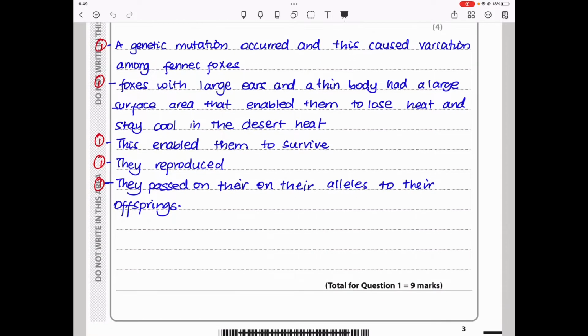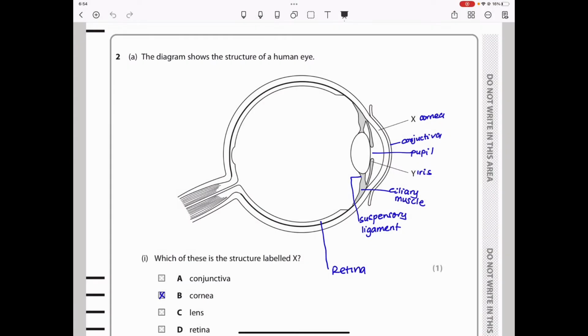This brings us to the end of question 1. Let us go into question 2. Question 2, the diagram shows the structure of a human eye. This is the human eye we were given. I tried to label some of the parts like the cornea, the conjunctiva, the pupil, the iris, ciliary muscle, the suspensory ligament, as well as the retina.